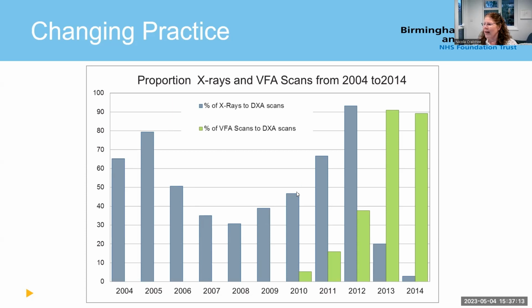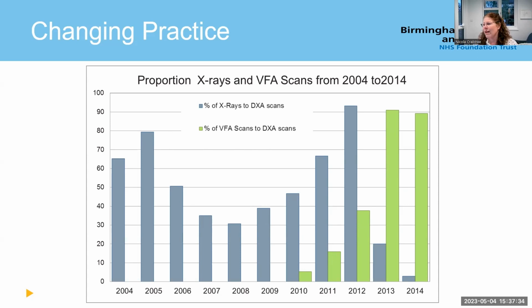And we can see that quite a large number of them went on to have X-rays. And then over time, with the introduction of VFA, so back in 2010, we can see how it's slowly been accepted into clinical practice. And from 2014 onwards, so for the last, well, nearly 9 years now, we've been predominantly using VFAs to look for vertebral fractures.